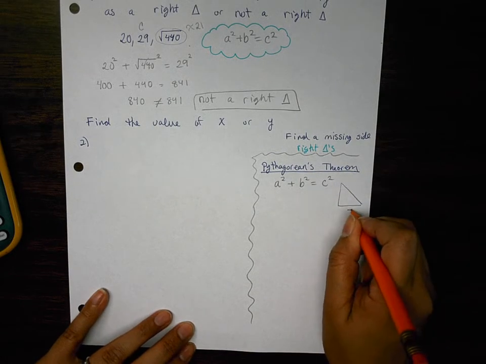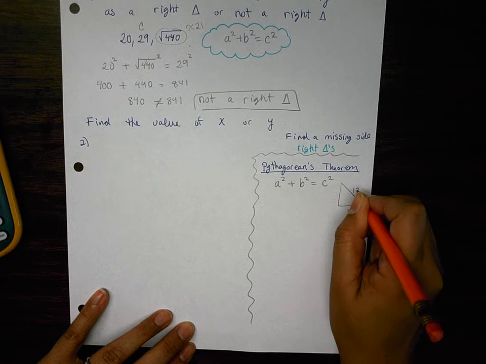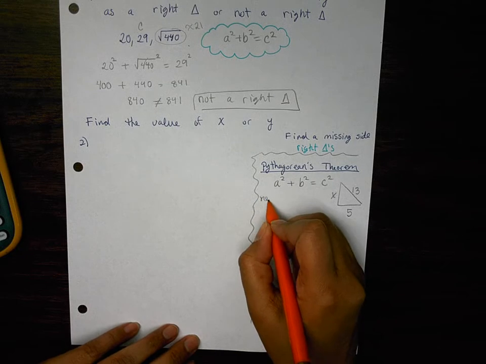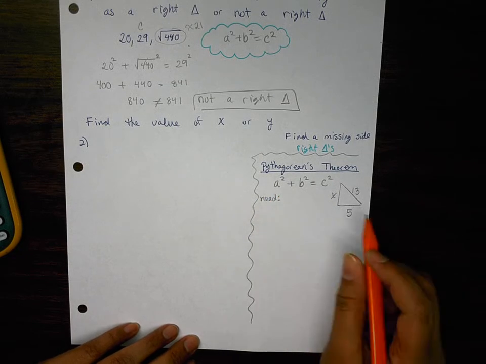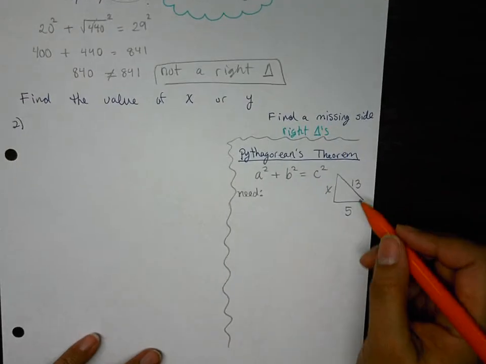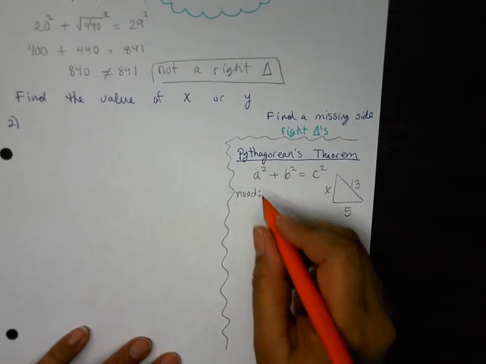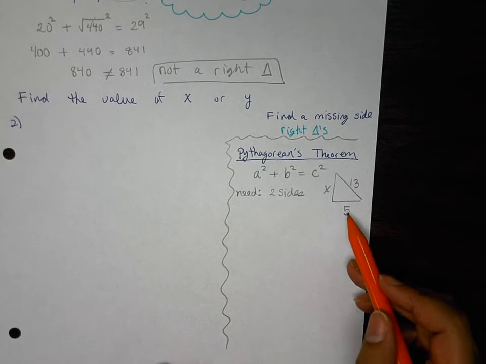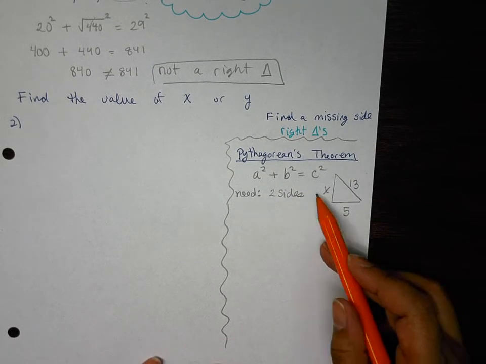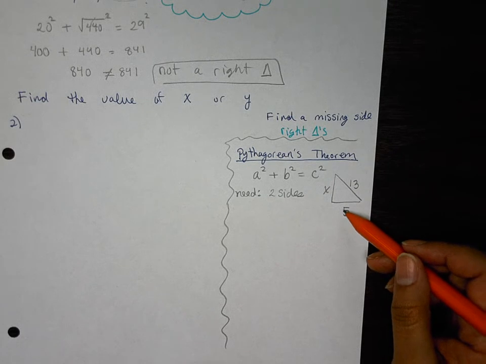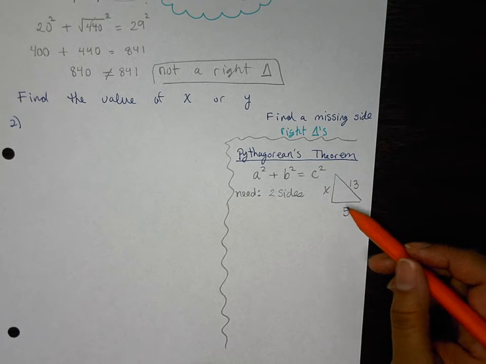Now, when you're looking for a missing side for Pythagorean's theorem, what do you need to know? You need to have how many sides? 1 side or 2 sides? You need 2 sides. In order to use Pythagorean's theorem to find a missing side, they need to give you 2 sides.